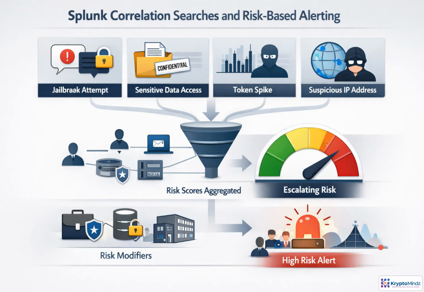Risk-based alerting changes the question from, did one event look bad enough, to, is this pattern becoming dangerous? A blocked jailbreak, sensitive retrieval, token spike, and suspicious IP may each be low confidence alone. Splunk assigns scores, aggregates them around a user, app, session, model endpoint, or workload, and applies modifiers for privilege and data sensitivity. When the score crosses a threshold within the time window, the correlation search escalates.